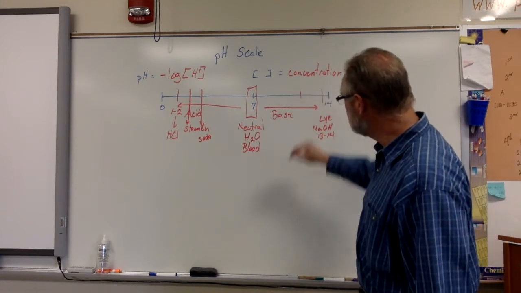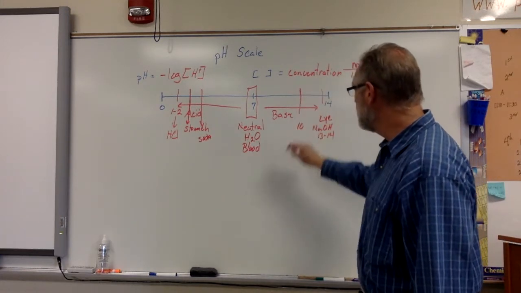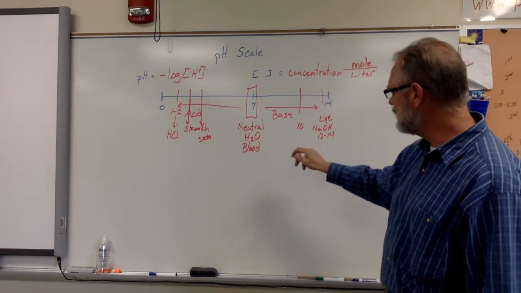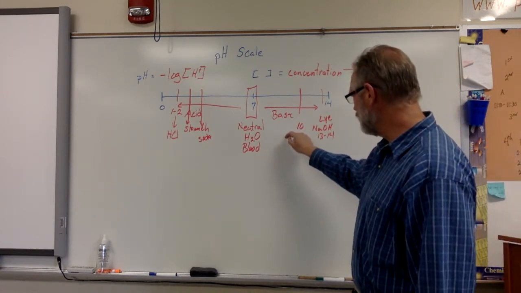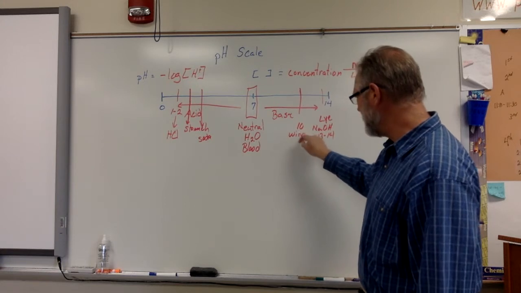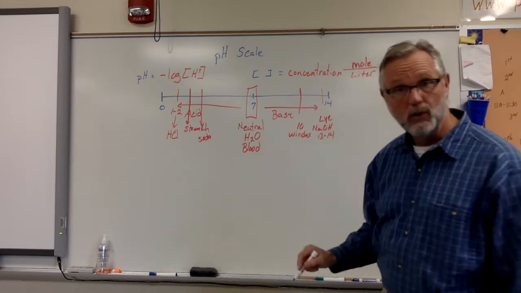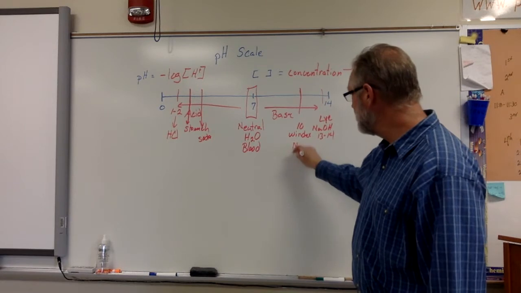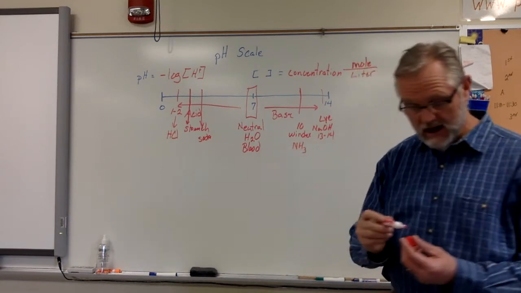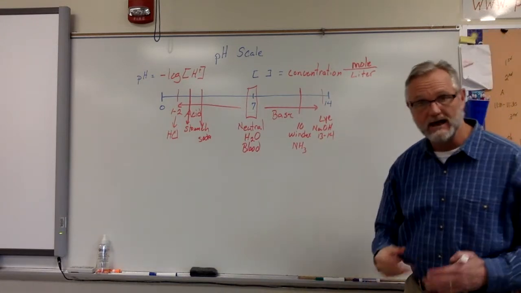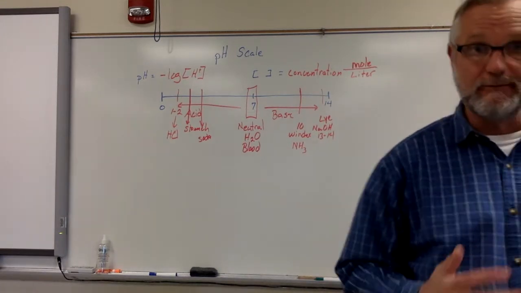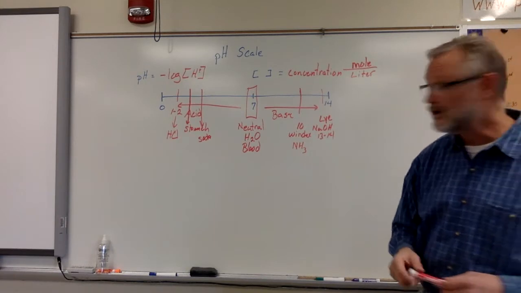It's one of the most basic of all substances. We also can skip down to about 10, and somewhere right around 10 is going to be your cleaners, like window cleaner. I'm going to put Windex. And Windex has NH3 in it, and we talked about that in our video yesterday. NH3 is ammonia, and that's the active base that's in most of your cleaners.